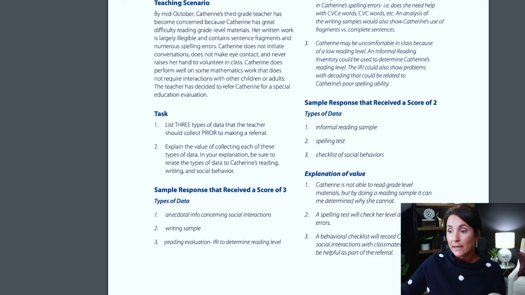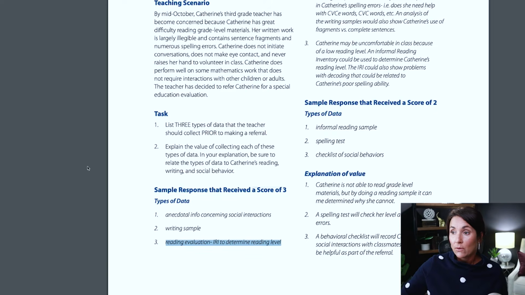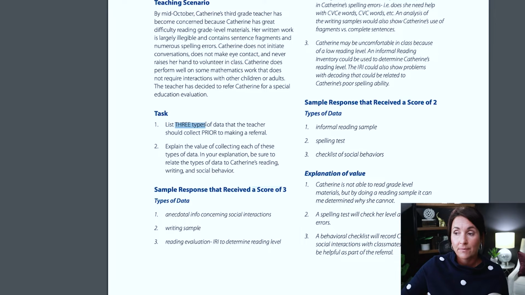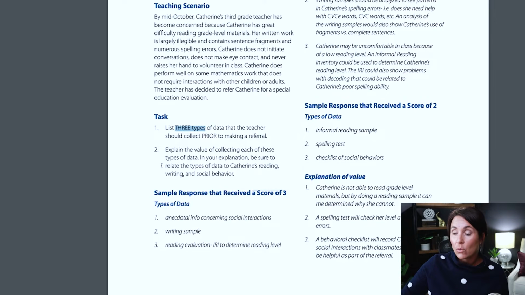And then for the reading evaluation, IRI, or informal reading inventory, to determine reading level. Now, you may not be a reading teacher. You may not know what an IRI is. Hopefully, if you're working with younger students, you know what an IRI is. But if not, you could just do a fluency read or some sort of thing where you are collecting data on her reading. So notice 1, 2, and 3, right here, that completes this part of the task, list 3 types of data.